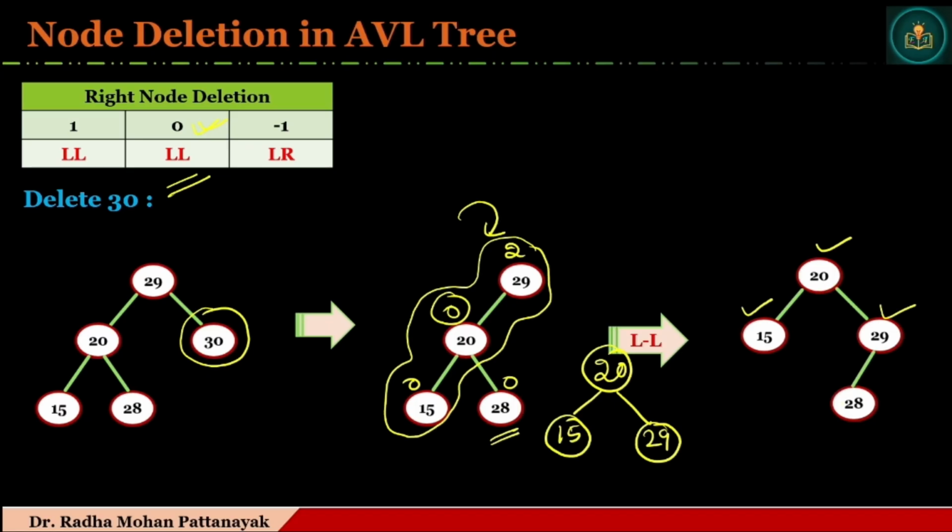Then after rotation, find the balance factor of each and every node. You can observe here, after deletion of 30 and after applying the rotation, the balance factor of all the nodes are within the range -1 to 1. Hence you can say the tree is a balanced tree. With this we have completed the deletion process.